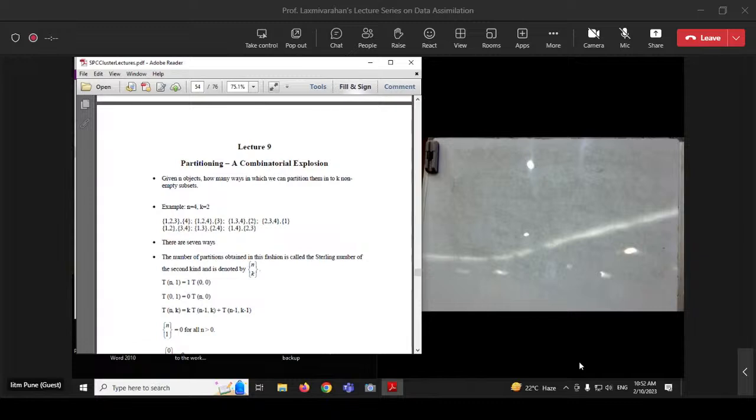So let's give an example. N is 4, K is 2. So in how many different ways can I divide 4 objects into 2 subsets, and each subset will be non-empty? If I put all 4 in one subset, the other subset has to be empty. That's not allowed. So every subset can have 1, 2, or 3. How many different ways can I divide 4 objects into 2 subsets where none of them are empty?